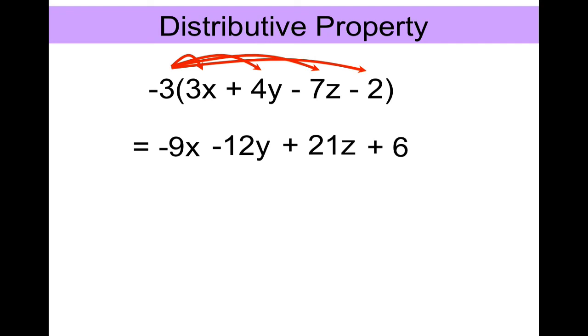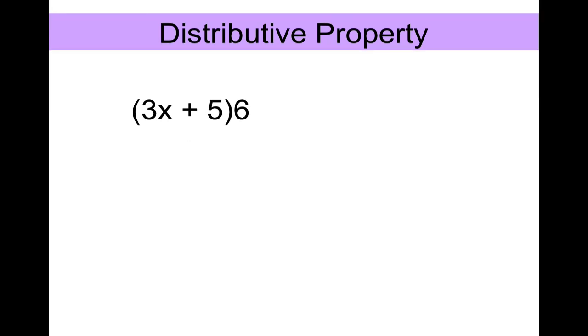Okay, next example. This is an example where we're distributing from the right side instead of from the left. It works the same way thanks to the commutative property of multiplication. It doesn't matter whether you distribute from the front or from the back. So we're still doing 6 times 3x equals 18x, and 6 times 5 equals 30. And the answer, 18x plus 30.